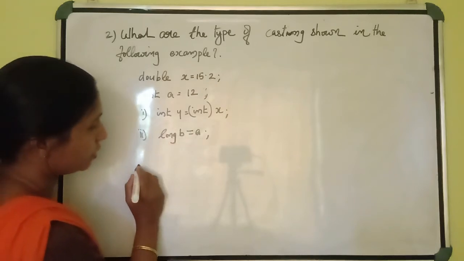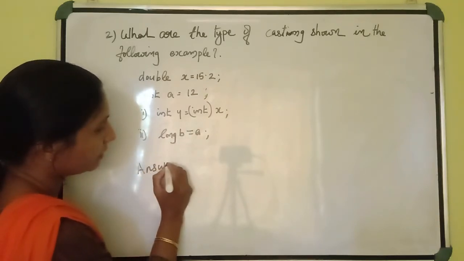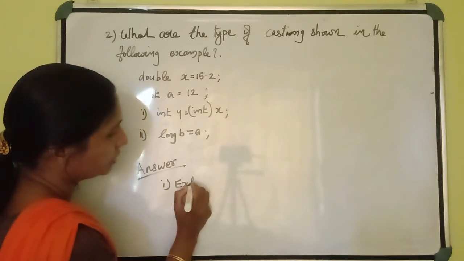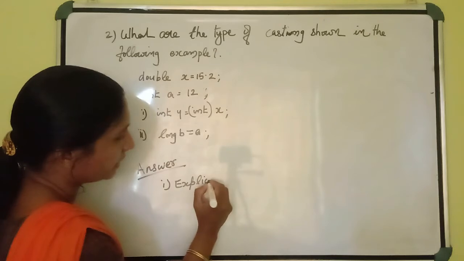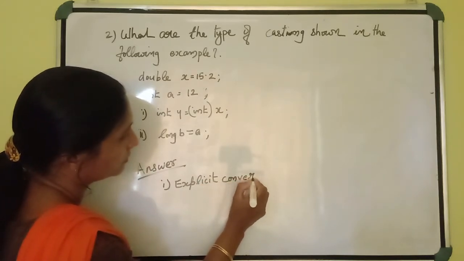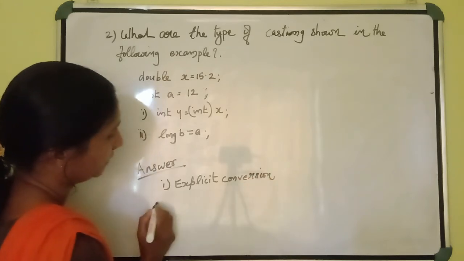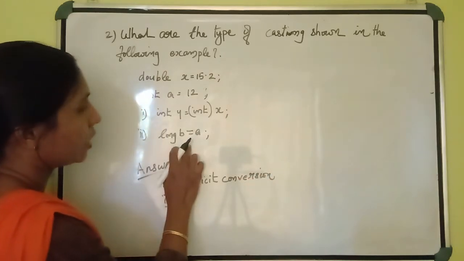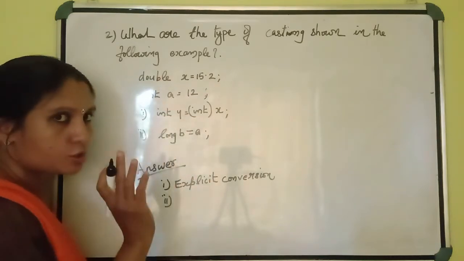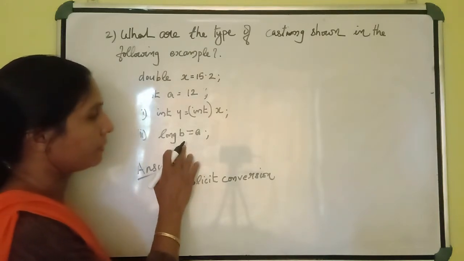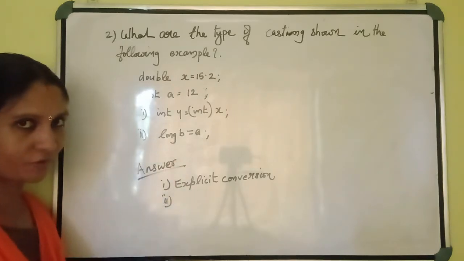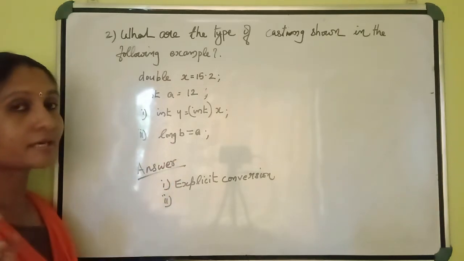This type conversion is known as, we studied, what is that? You say, what is the answer? First one, explicit conversion. If there is a data type in brackets, it must be explicit conversion. Okay. And the second one, see, long b is equal to a. We know the data type of a is int. It has 4 byte memory. And here that variable is assigned to a long data type variable, and long data type contains 8 byte memory.